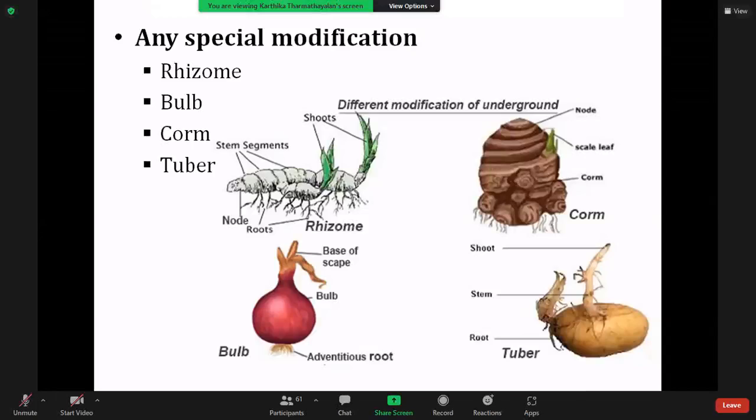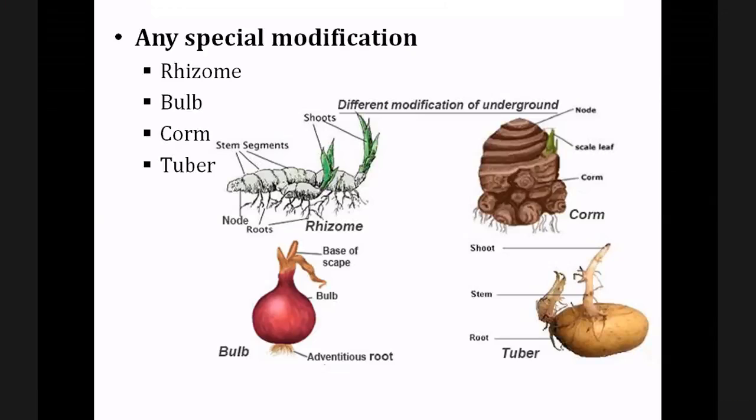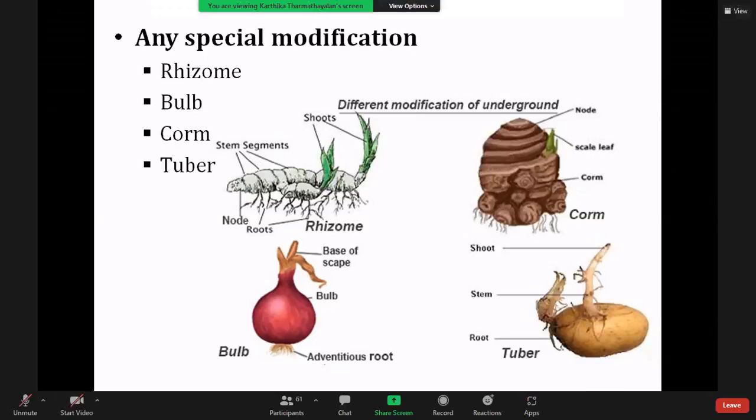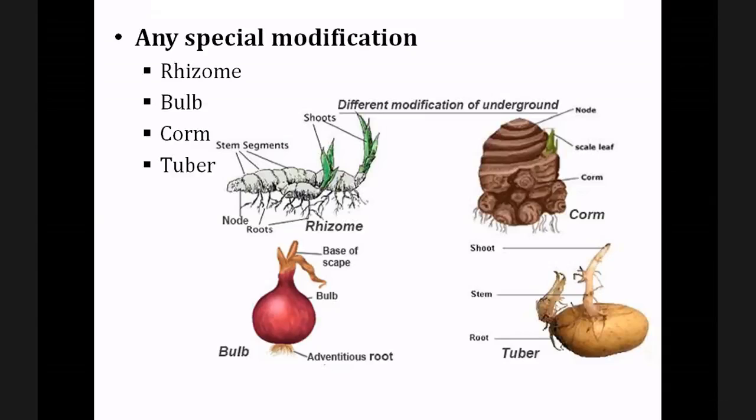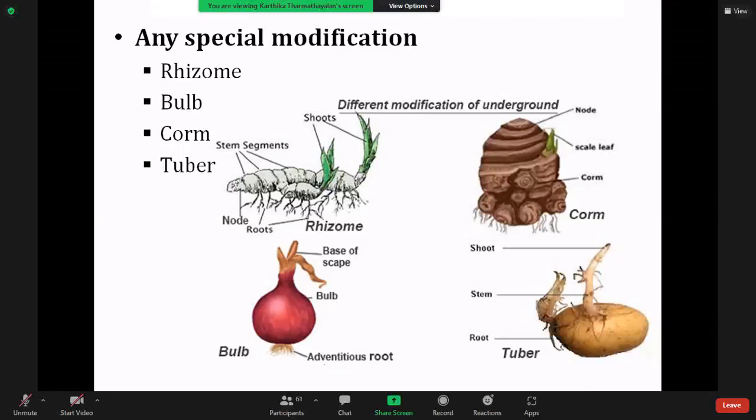The next one is the bulb. Some plants have a rounded underground storage organ. That is also one of the modifications of the stem. It has a short stem surrounded with fleshy scale leaves. The examples are onion and garlic. These also have adventitious roots. These roots arise from the stem, so they are adventitious roots.